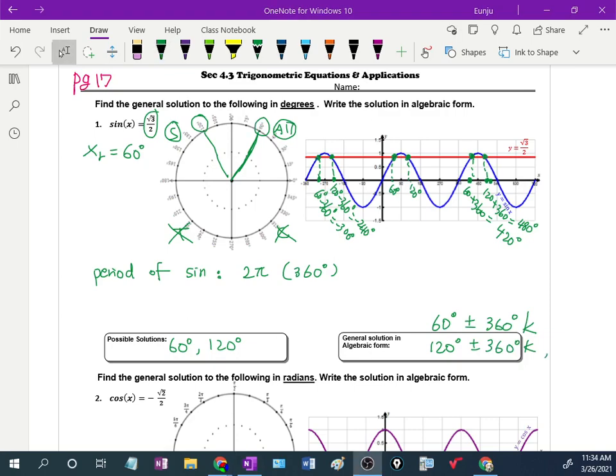Okay, what is K here? K is any integer, okay? Any integer value. That's why we have plus or minus. And we can multiply by 1, 2, 3, 4, or -1, -2, or 0. If we say 0, this will return only these answers.